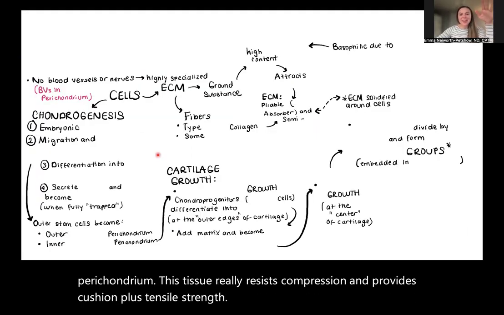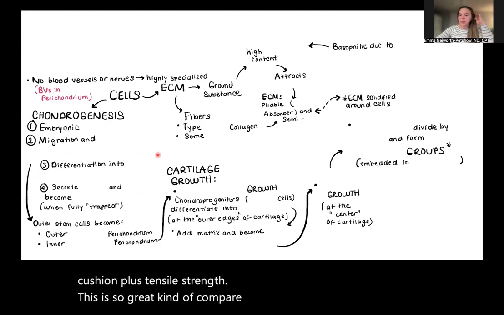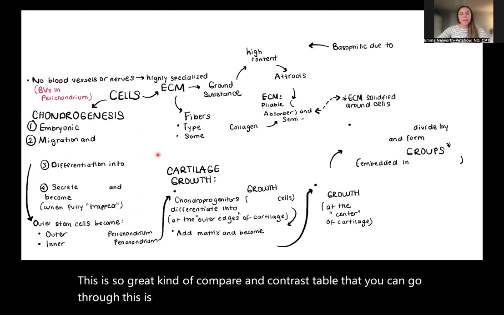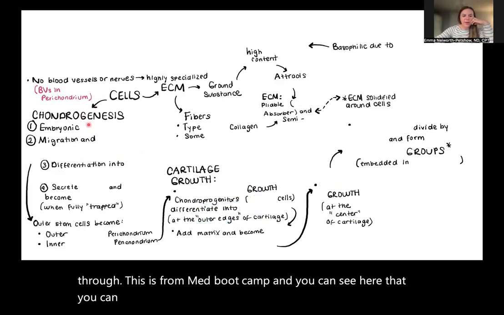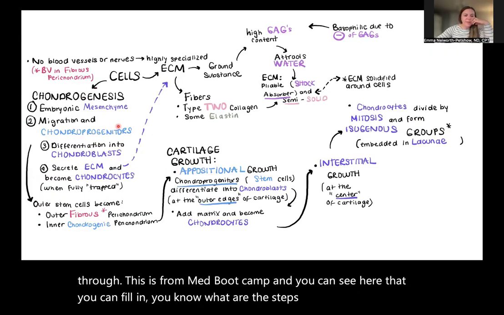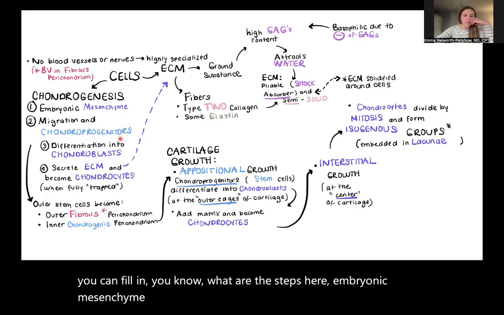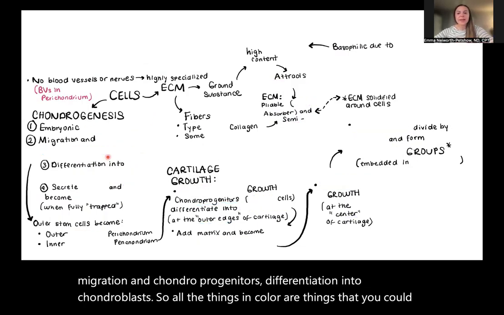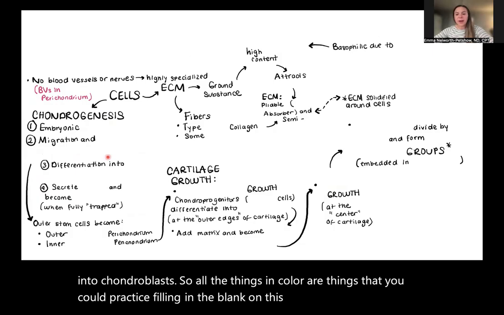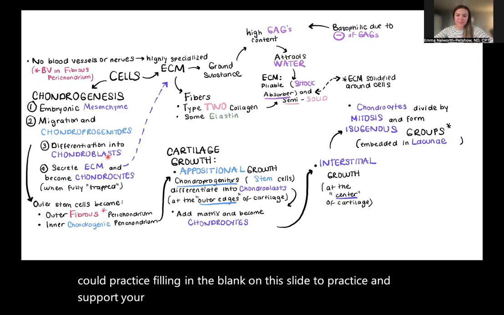So this is a great compare and contrast table that you can go through. This is from Med Boot Camp. And you can see here that you can fill in, what are the steps here? Embryonic, mesenchyme, migration and chondroprogenitors, differentiation into chondroblasts. So all the things in color are things that you could practice filling in the blank on this slide to practice and support your study.